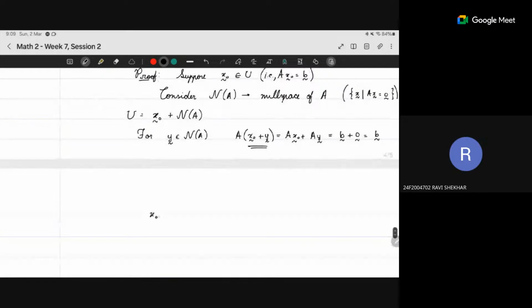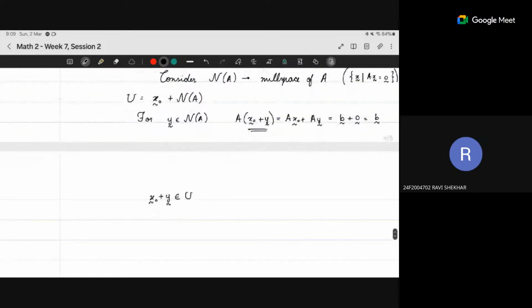In other words, x naught tilde plus y tilde belongs to U. So what did I start out with? I started out with an arbitrary element of x naught tilde plus null space of A, and I showed that it is in U. So I have to show, strictly speaking, the other containment as well. But for now, I'll just say that you can verify easily.